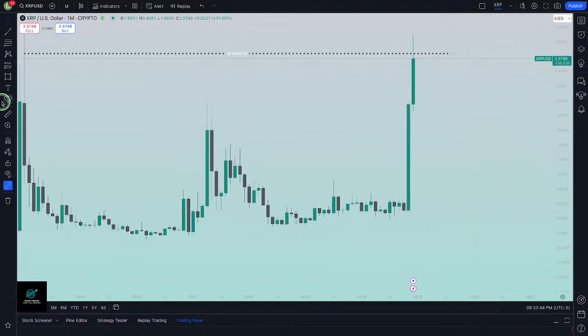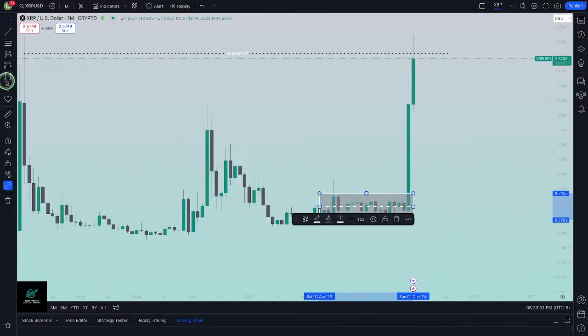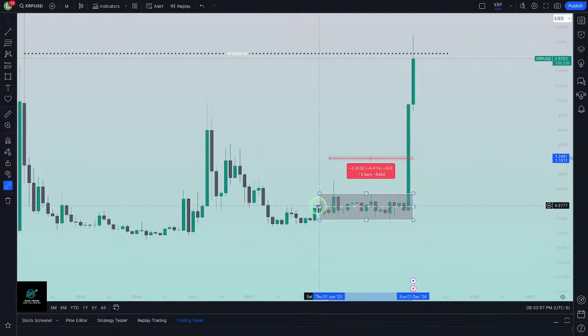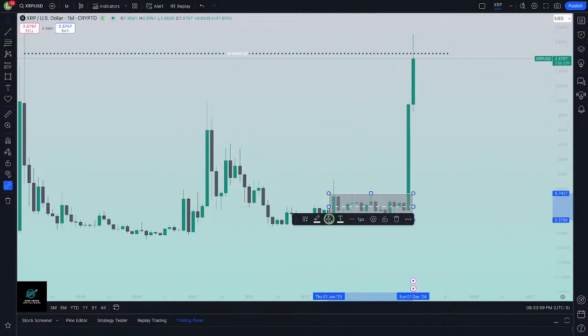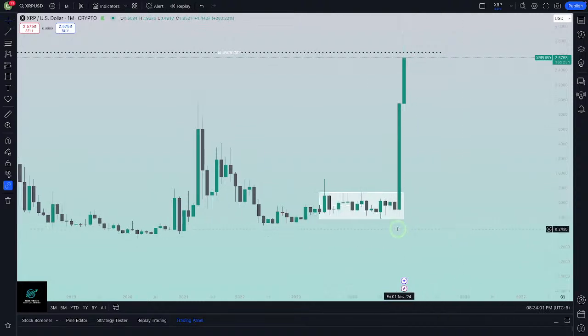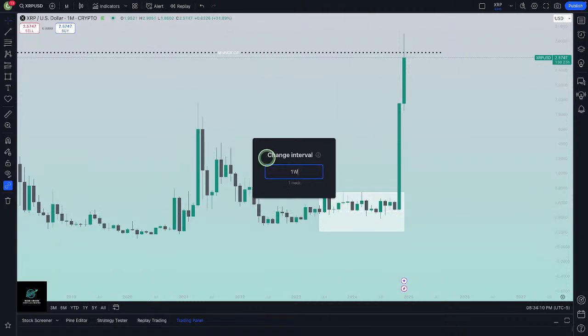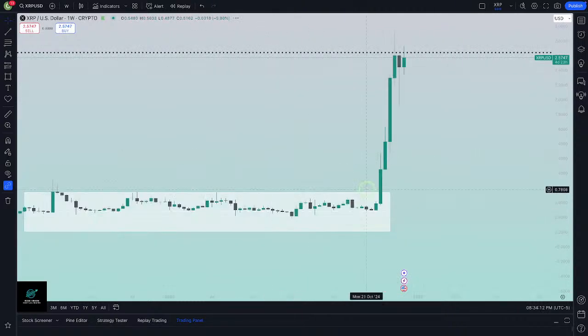What I'm about to do is highlight the last 18 months. I want to say it was right there, that candle right there. I'm going to give it a white color. So inside of this window in time on the monthly, this was the last 18 months. So I'm going to drop down to the weekly to give y'all that perspective on what that looks like.